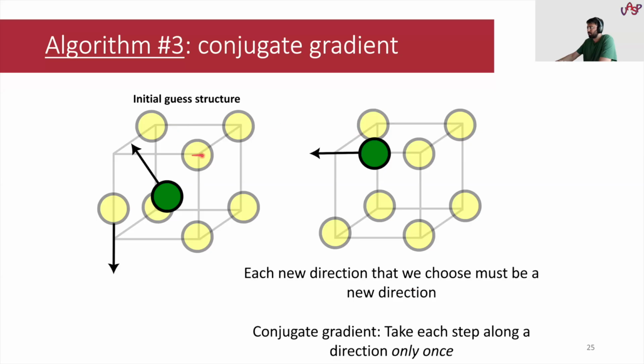Essentially, when you take a step here, it basically puts your atoms here, and then you have a new search direction, everything is new. So the base for conjugate gradient, not just in electronic structure calculations, but more broadly, is to take the direction only once. That's the idea.